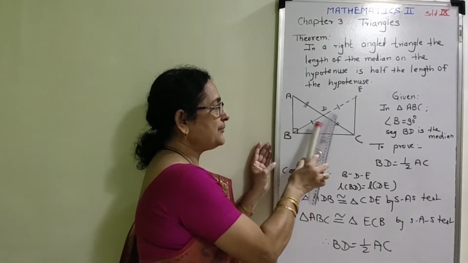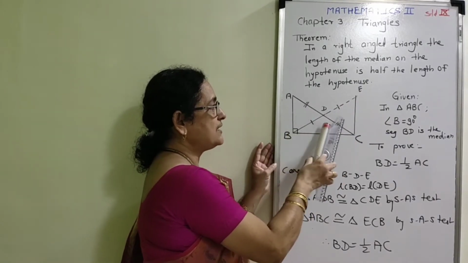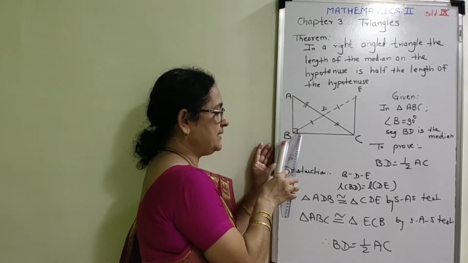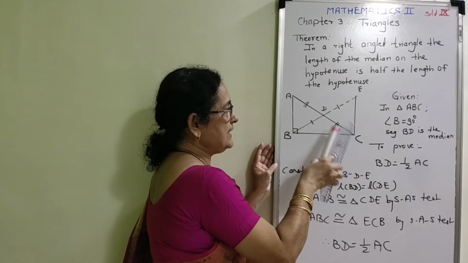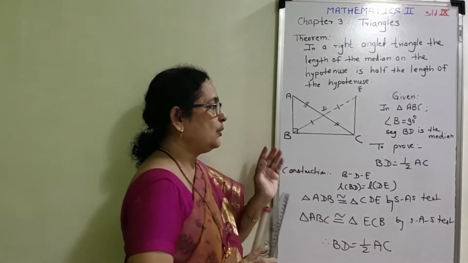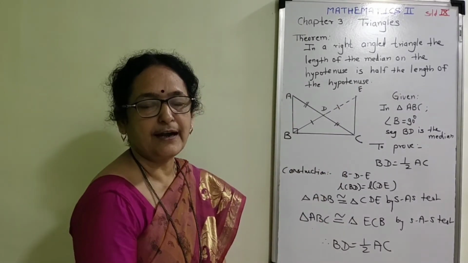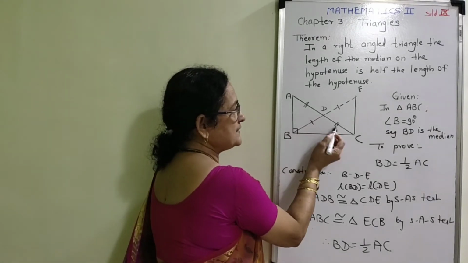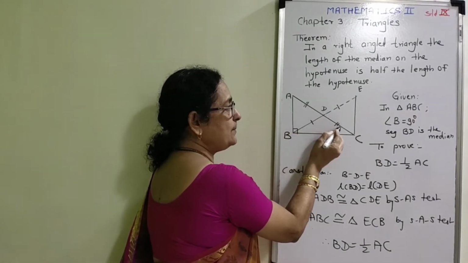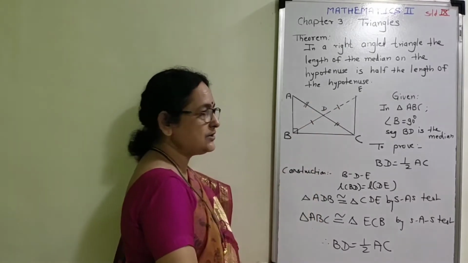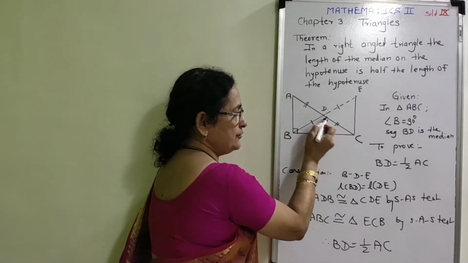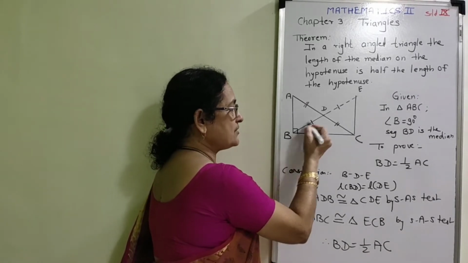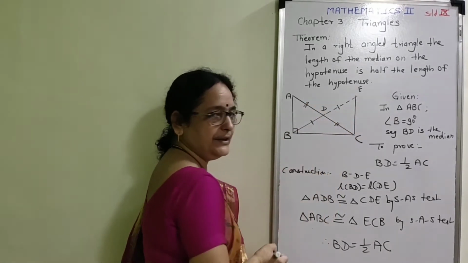Plot this new point E such that DE and BD are congruent to each other, and then join E and C. We will get two smaller triangles, triangle ADB and triangle CDE. Now I want to prove that these two triangles are congruent to each other. Two components are already with us, two pairs of sides are congruent to each other. AD is congruent to CD since D is the midpoint, and with the help of construction, BD is congruent to ED.